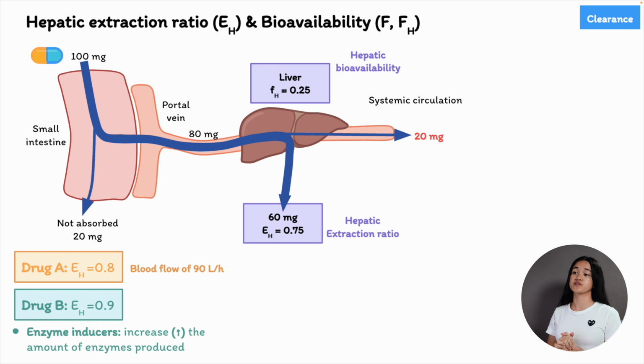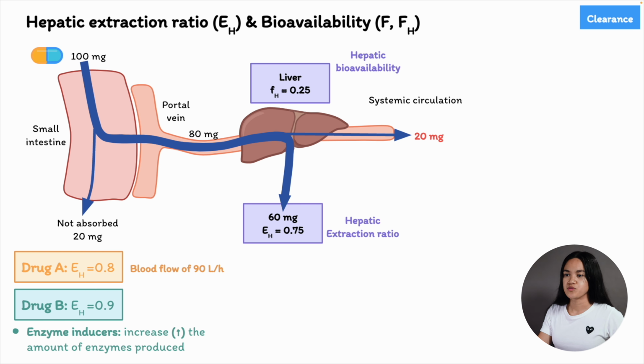Remember what enzyme inducers are from the drug metabolism lecture. Inducers are drugs or substances that stimulate the body to produce more enzymes. So we're going to secrete more enzymes, which means there's going to be changes in the liver's metabolic capacity. Because what happens if we're secreting more enzymes? That means that drug A is going to be metabolized more, all right?